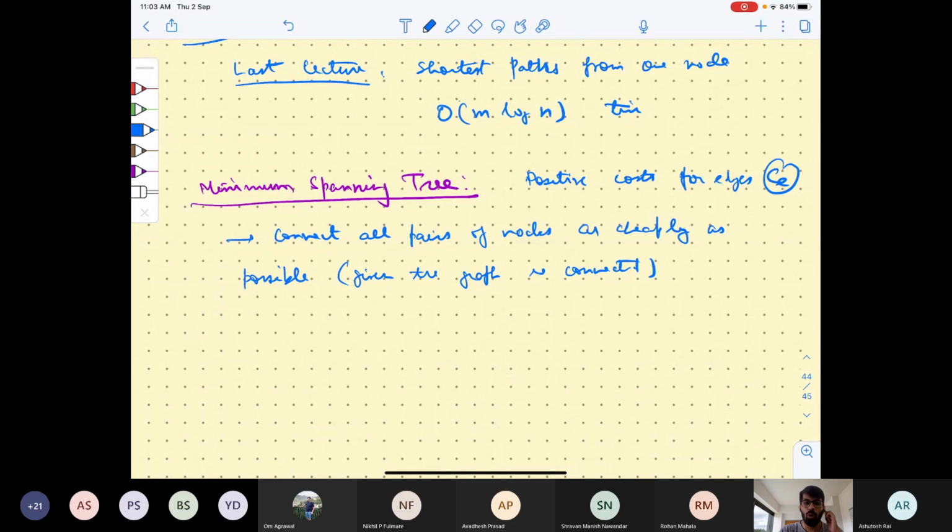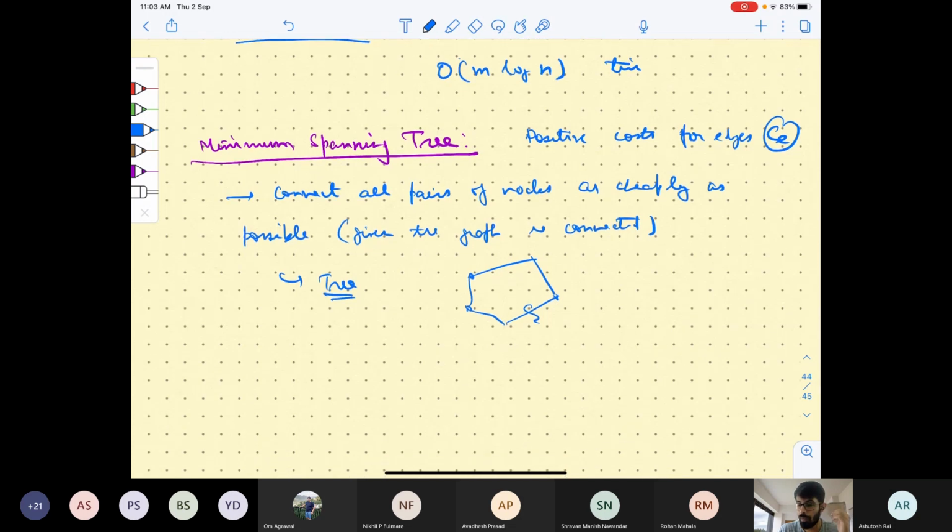So here maybe now you don't want to use all the edges of the graph, and you want to find a subset such that all the nodes are connected to each other. And since you want to do it as cheaply as possible, this graph will turn out to be a tree. Why? Because if you have a cycle, then you can always get rid of one edge since all the edge weights are positive. So after getting rid of one edge, whatever you get is going to be cheaper than what you had earlier. So that's why this graph is always going to be a tree.